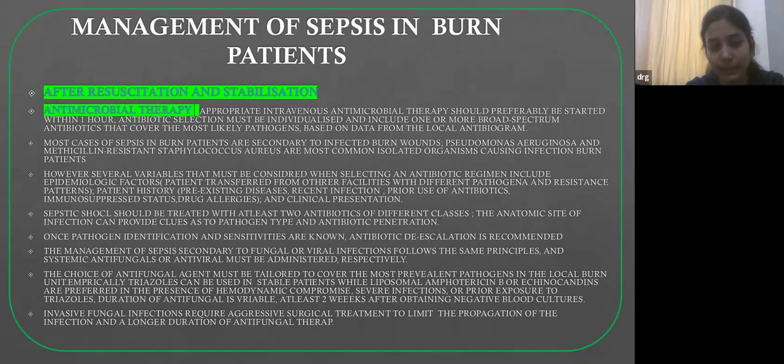burn unit. Empirically, triazoles can be used in stable patients, while liposomal amphotericin B or echinocandins are preferred in the presence of hemodynamic compromise, severe infections, or prior exposure to triazoles. Duration of antifungal therapy is variable, at least 2 weeks after obtaining negative blood cultures. Invasive fungal infections require aggressive surgical treatment to limit the propagation of the infection and a longer duration of antifungal therapy.